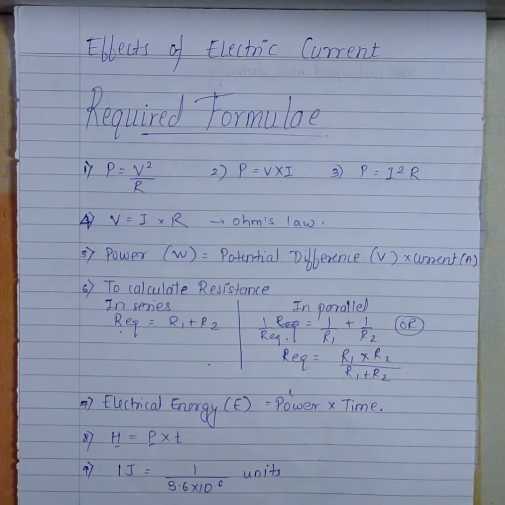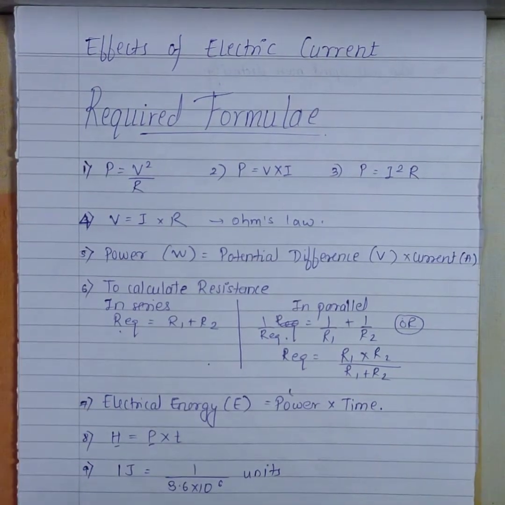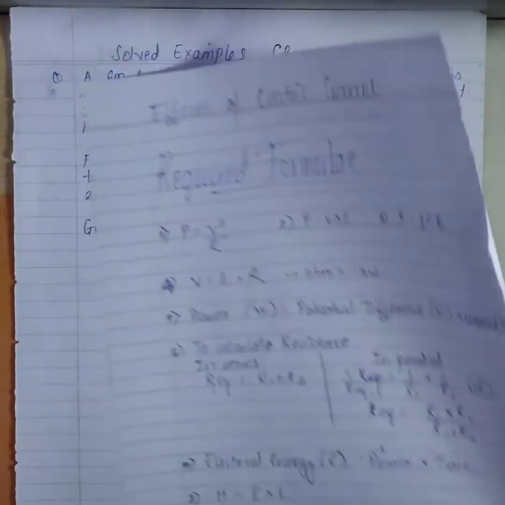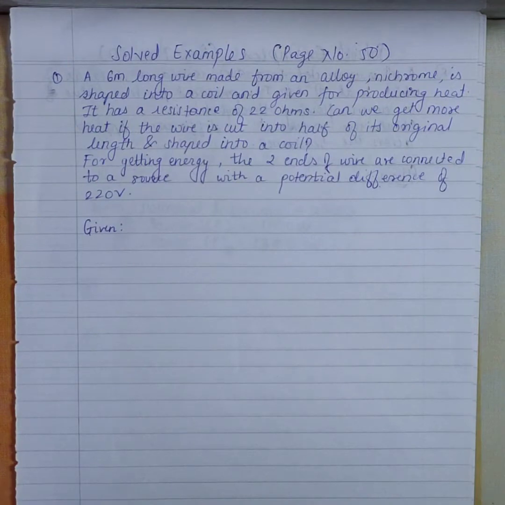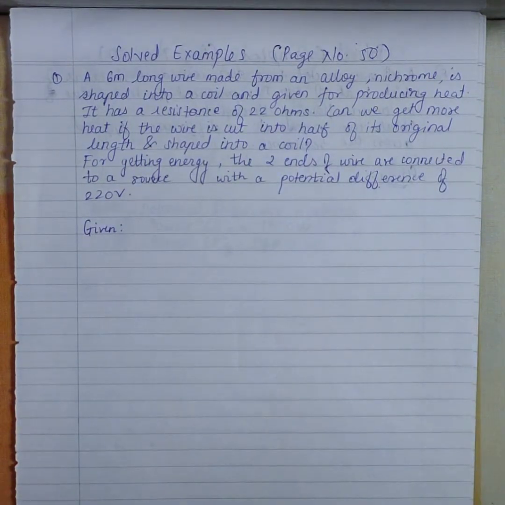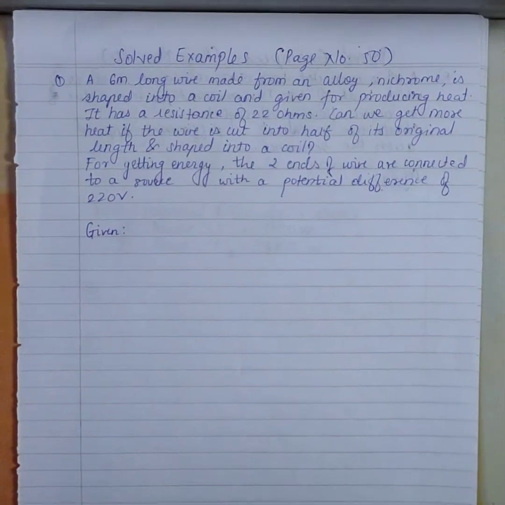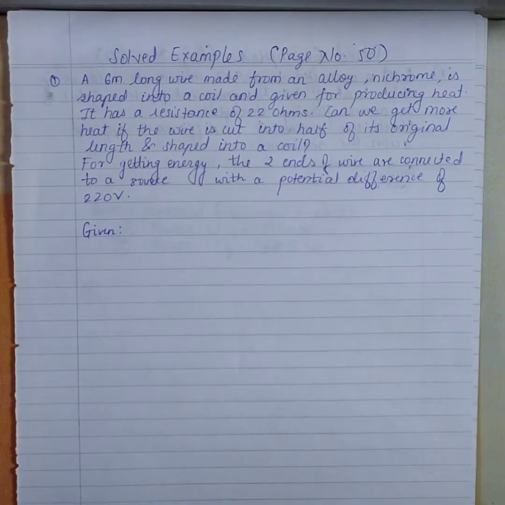So let's move forward to our first solved example, which is given on page number 50 of your textbook. So what does the numerical say? A 6-meter long wire made from an alloy, that is nichrome, is shaped into a coil and used for producing heat.